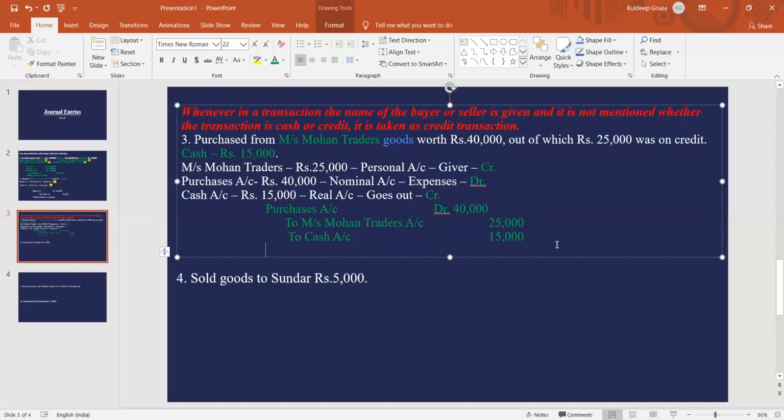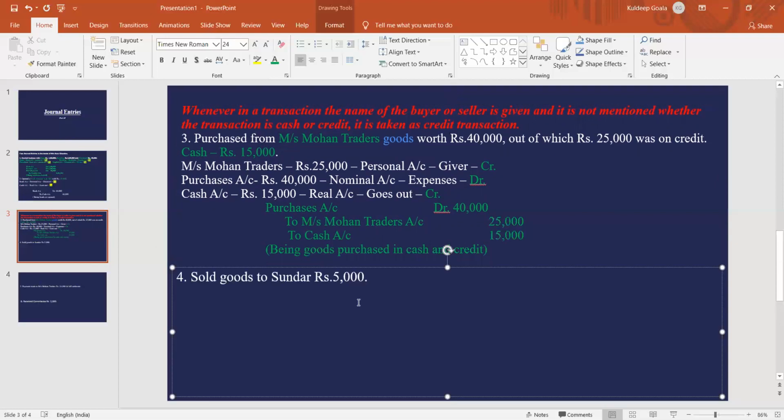Then after that you have to write a summary of the transaction, that is what has happened. Being goods purchased, you can summarize or you can write it elaborating. Being goods purchased on cash and credit. Okay, clear everyone? Okay, fine. Now we will go to the next transaction.